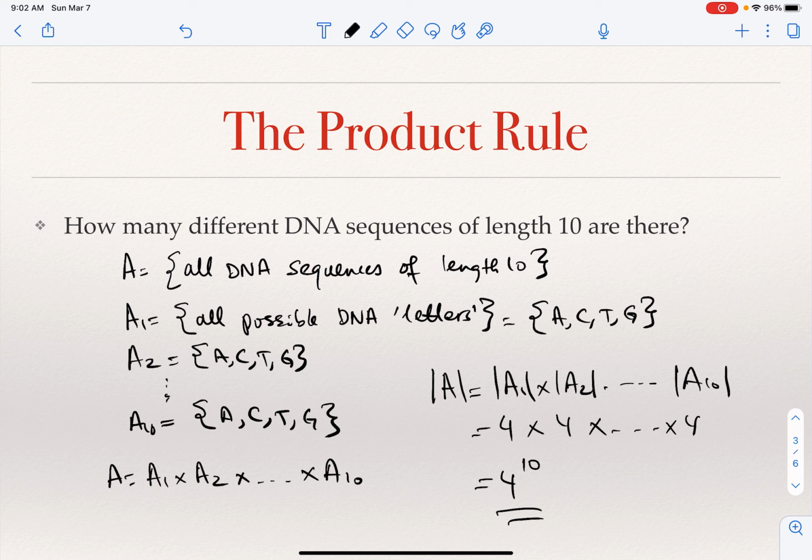If I ask about the number of binary strings of length n, it's the same trick. A1 would be the set that has 0, 1. A2 will be the set that has 0, 1. All the way to An, the set that has 0, 1. So the cardinality of the set of all binary strings of length n would be 2 times 2 times 2, all the way n times. So we have 2 to the n as well. So this is one application of the product rule.